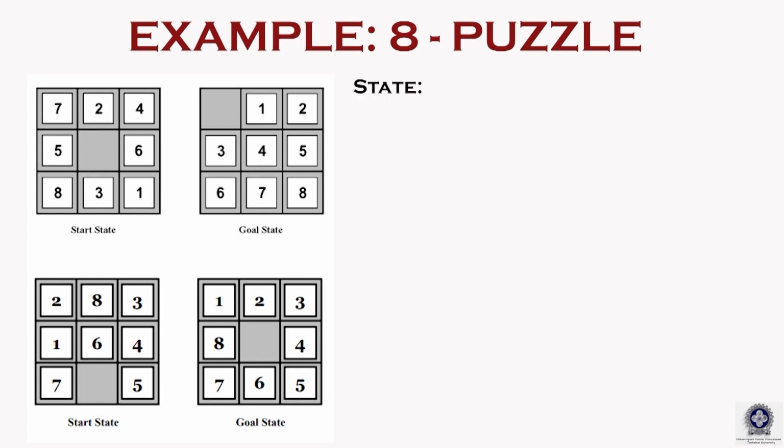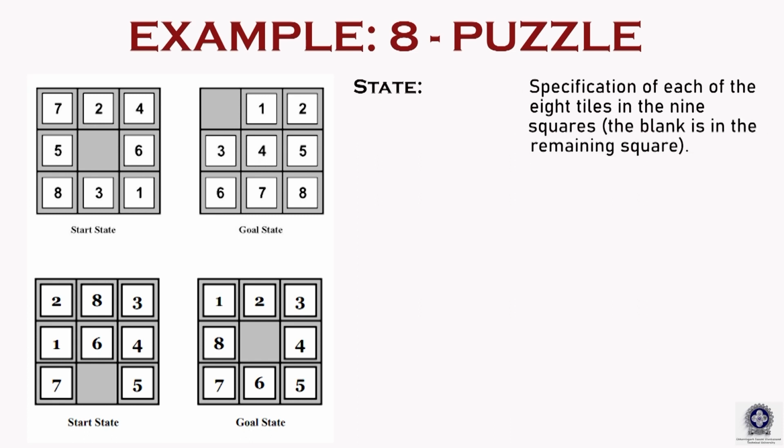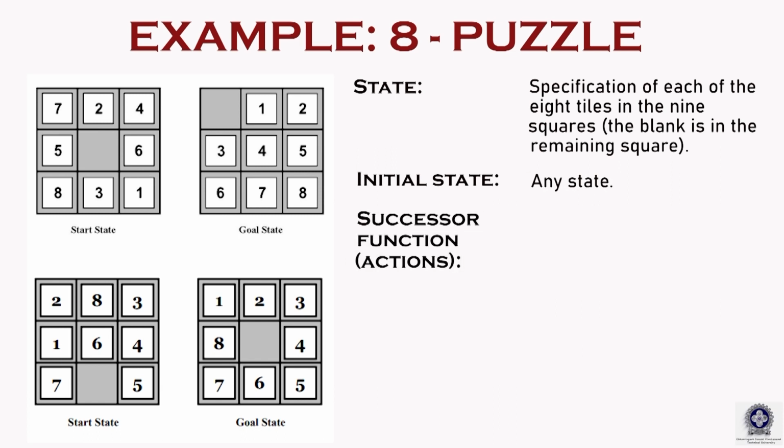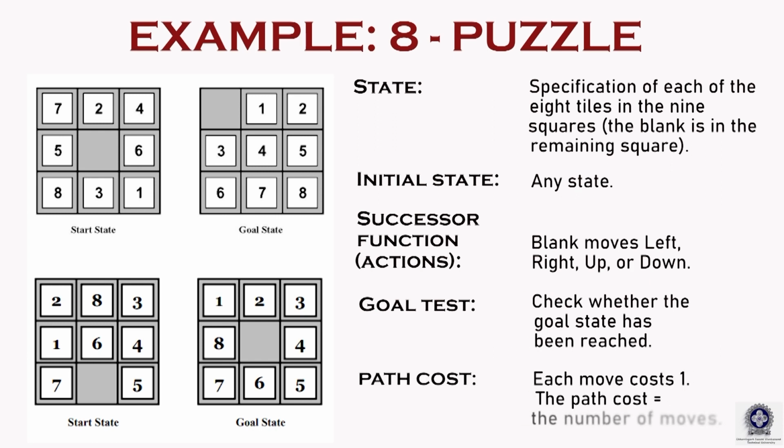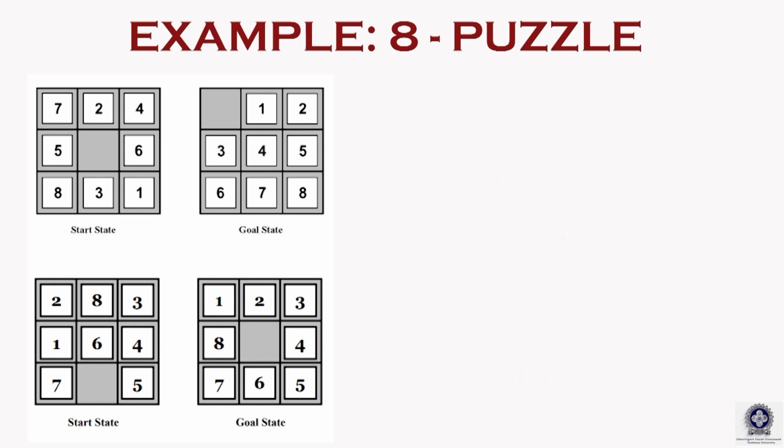So, state means specification of each of the 8 tiles in the 9 squares. The blank is in the remaining square. The initial state means any state. Successor function, that means action: blank moves left, right, up or down. Goal test, check whether the goal state has been reached. Path cost, each move costs 1. The path cost is equal to the number of moves.